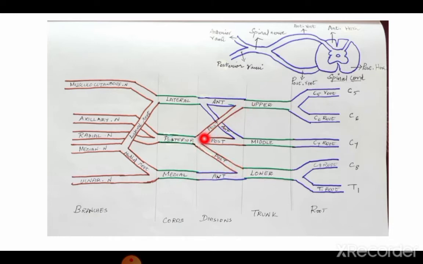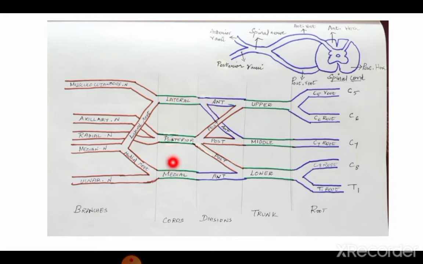So here we can see a brown colored arrow mark. This is the easy way to remember the posterior divisions. The three lines that form the arrow mark are posterior divisions and the other lines are the anterior divisions. There are totally 6 divisions. Each trunk divides into two divisions. There are 3 trunks, so we have 6 divisions. These divisions continue downward as cords.